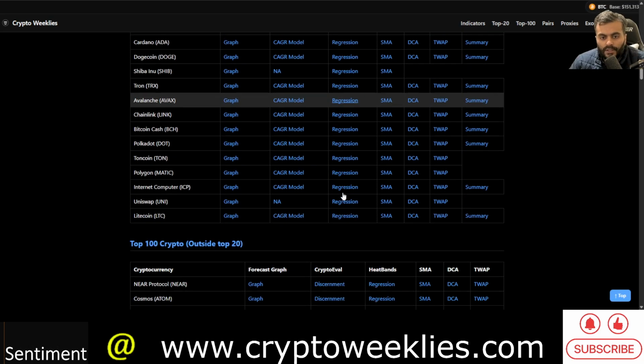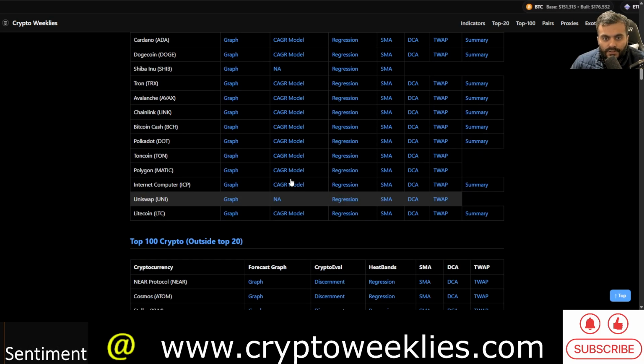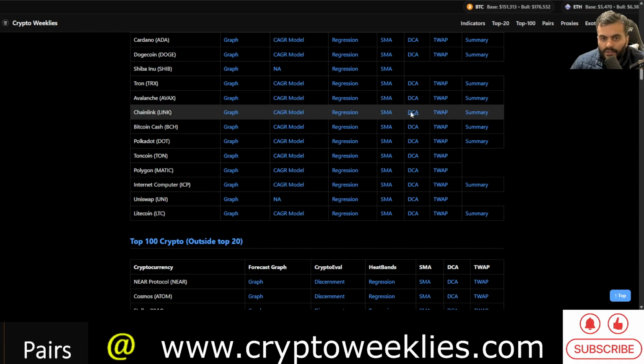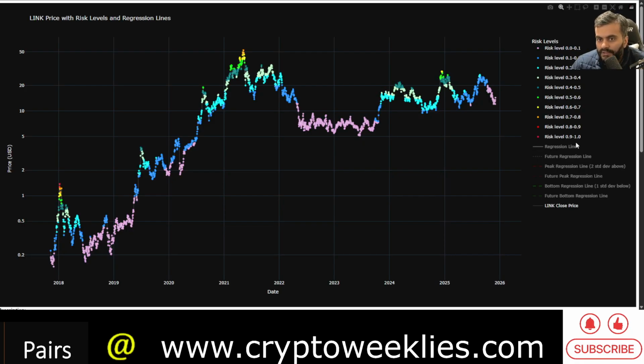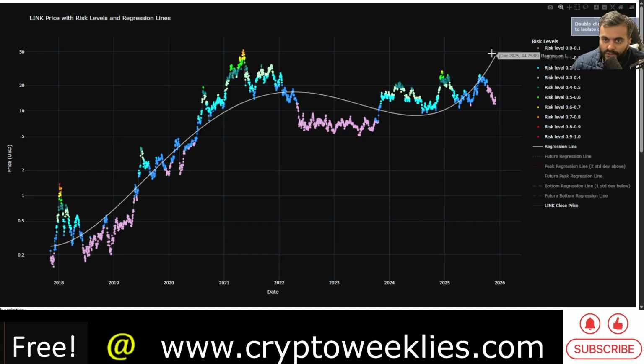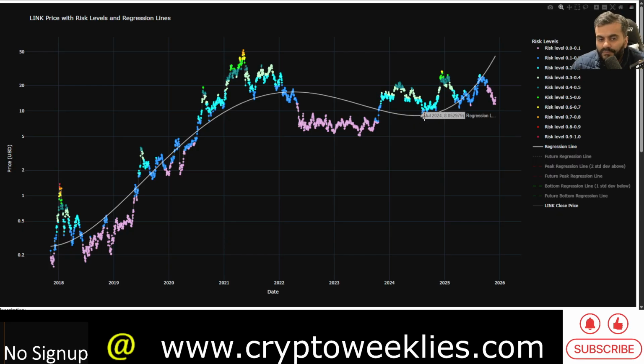Coming to the regression based analysis of the fair value of Link, the polynomial regression based function says that the fair value for Link is $44. The function is in an upswing, the gray line over here, because Link has been making a series of higher highs and higher lows, and has not stopped doing that since about June 2023.